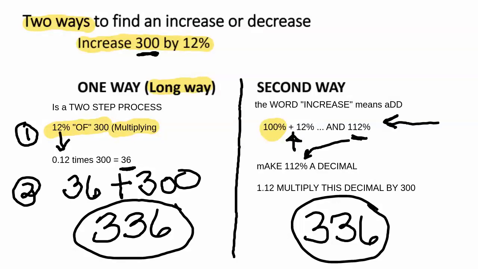And the reason they say this is considered the shorter process is the fact that because I have increase, I know I'm starting with 100%. I'm adding 12 because I'm increasing by 12%. And then 112%, because I'm increasing, I'm adding 100 to 12, I will get my same answer.